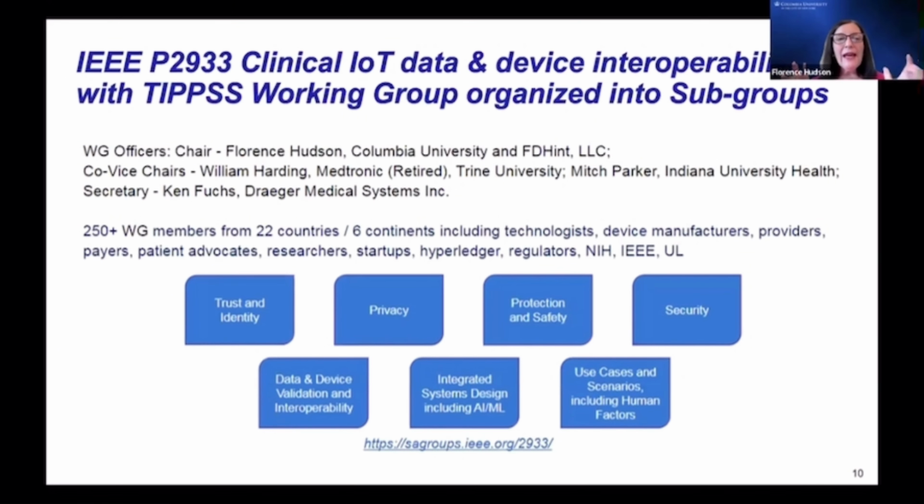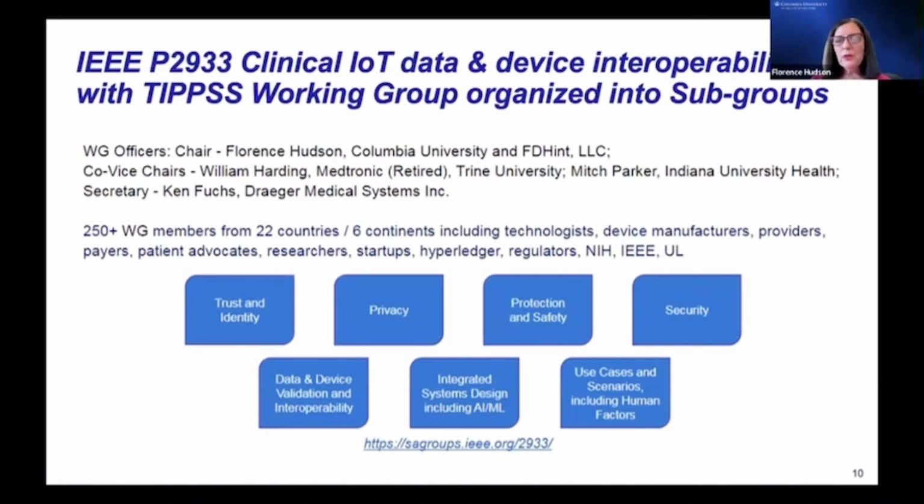And we created, how do you get 250 people to work on something together that has so many pieces? Create little subgroups. So we had trust and identity, privacy, protection and safety, security, data and device validation, interoperability, integrated systems design. Remember, it's all a system of systems, all connected together, including AI and ML.